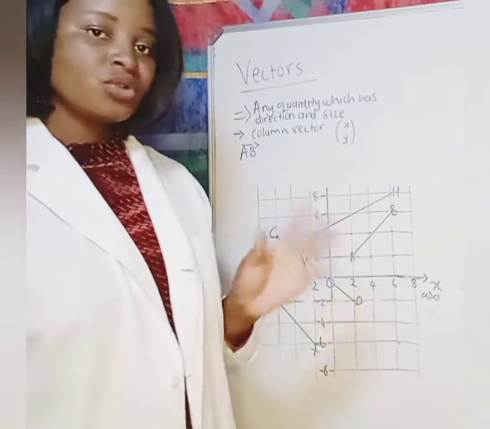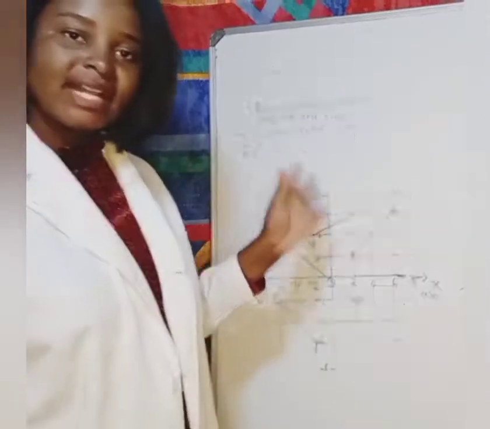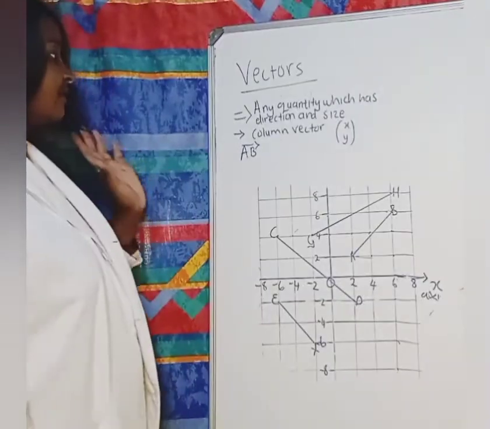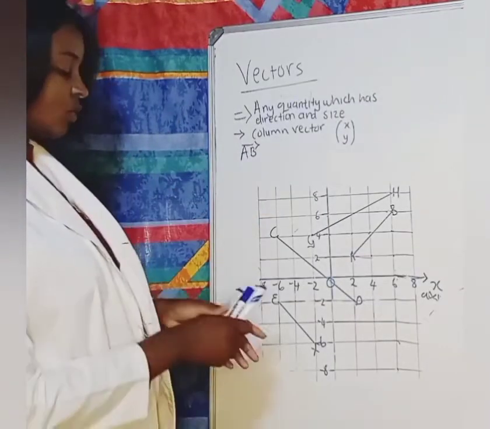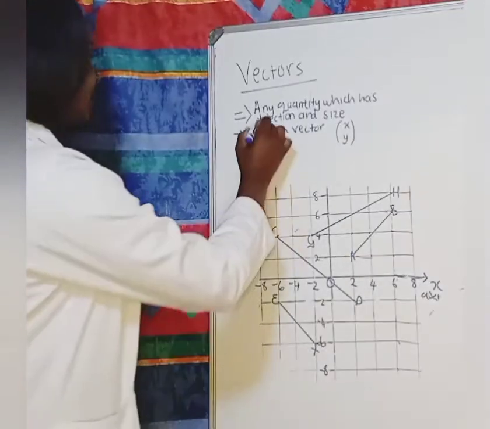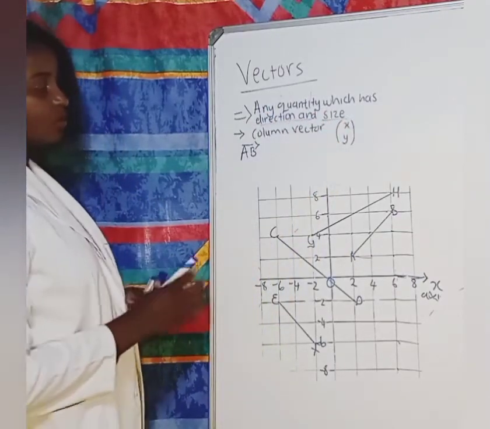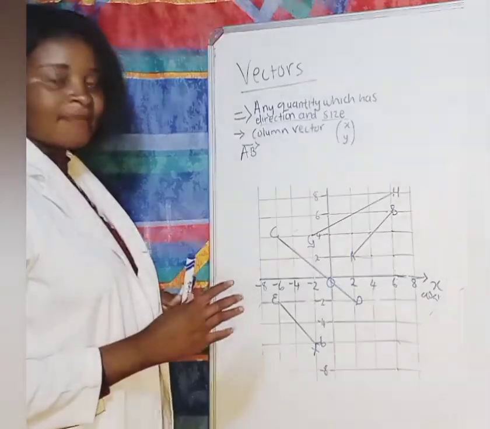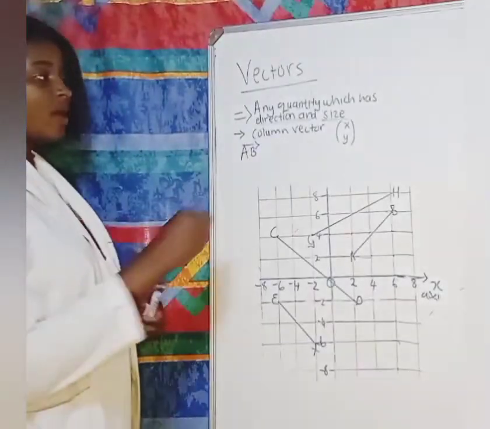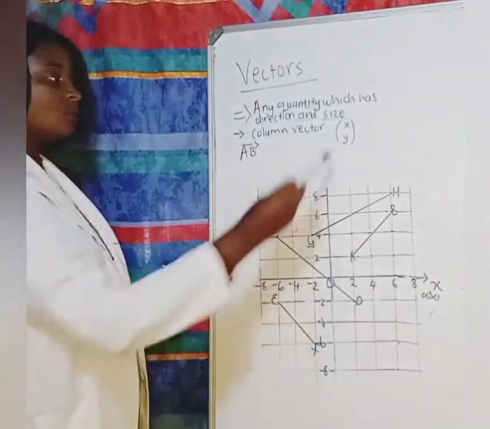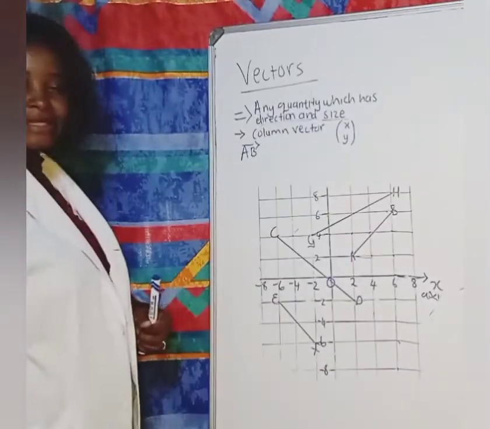Okay, so today we are going to be focusing on column vectors. A vector is any quantity which has got direction and size. So now we are going to be focusing on column vectors. For a column vector, your x value will be at the top and your y value will be at the bottom. We'll write it like how we write our matrices.